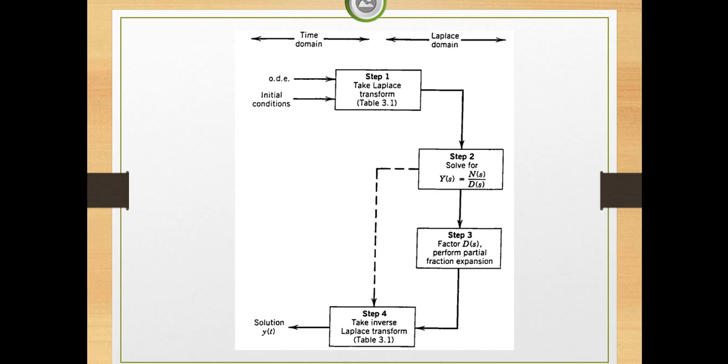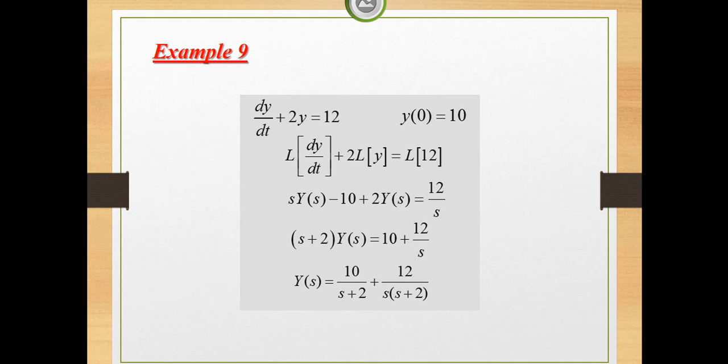Okay, in the table that was shown to you in this slide, this particular 4-step procedure will be illustrated using the following examples. Now in this example, you're given the first derivative of y with respect to t plus 2y being equal to 12. The first step is you take the Laplace transform of each of these terms.